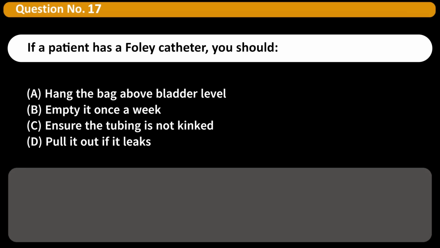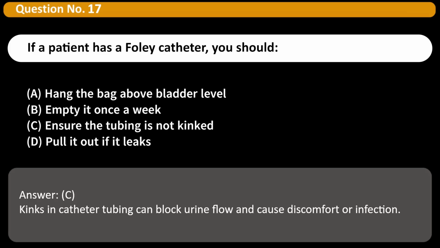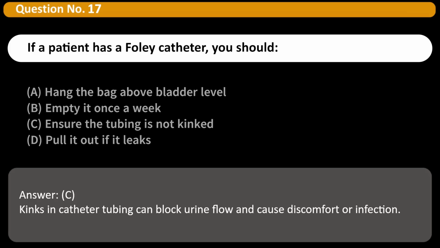D. Pull it out if it leaks. Answer C. Kinks in catheter tubing can block urine flow and cause discomfort or infection.